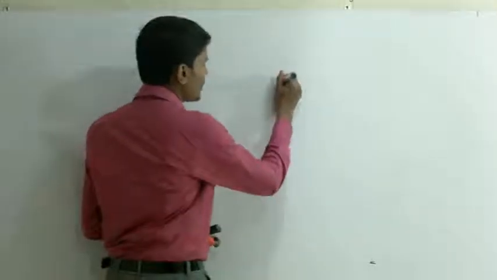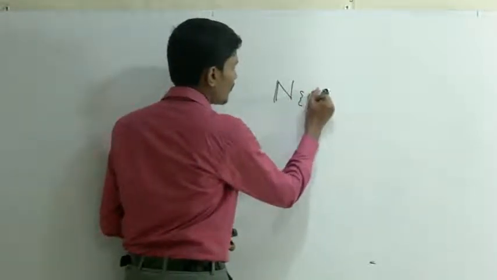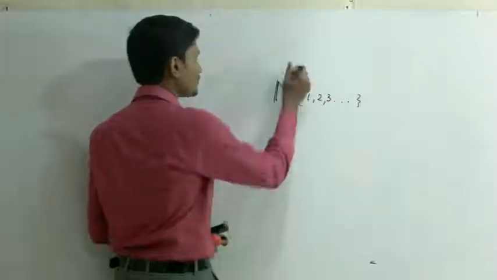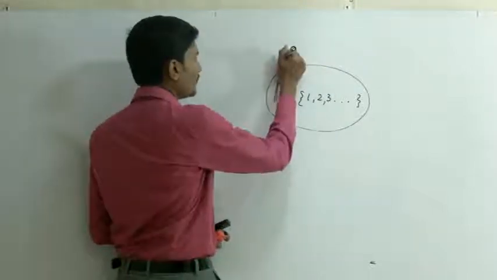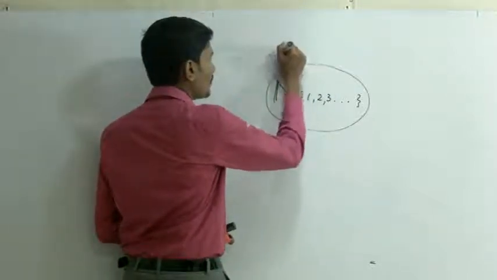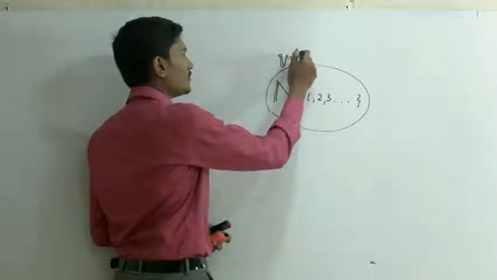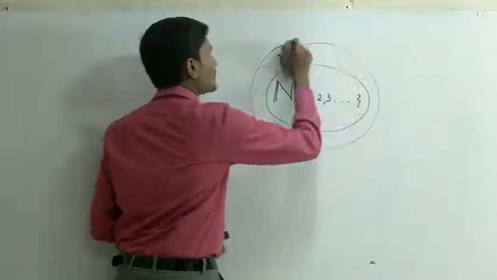We denote natural numbers by N, and that includes 1, 2, 3 up to infinity. Then we include 0 and we get whole numbers. So, with this included 0 we get whole numbers. So, we denote this as a circle.